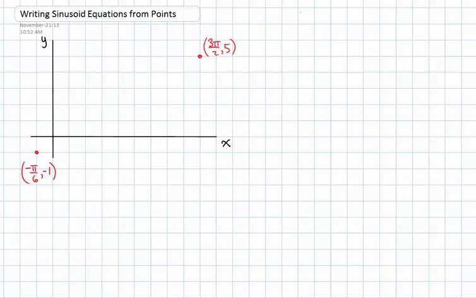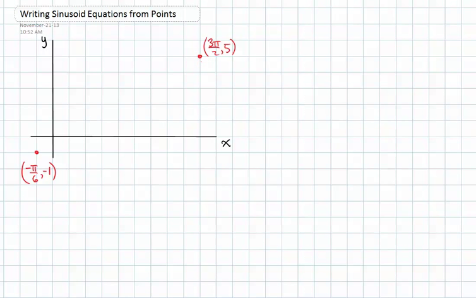This lesson is about writing sinusoid equations when you're given points. Specifically, the points that you're going to be given are frequently going to be a maximum and a minimum point, such as the example I have here. I've been given a minimum point to the left here and a maximum point to the right.